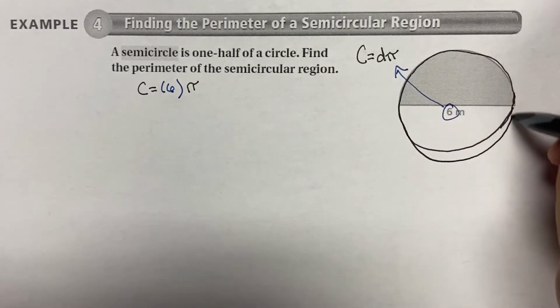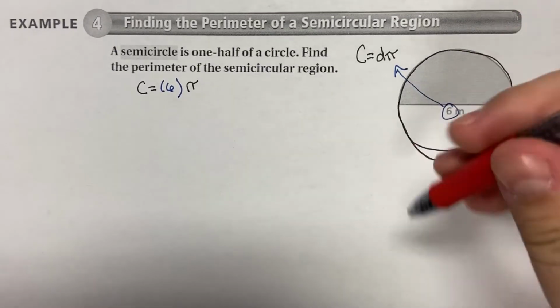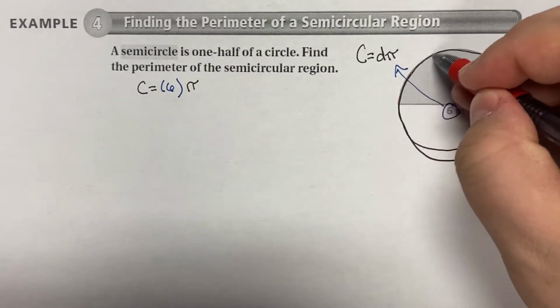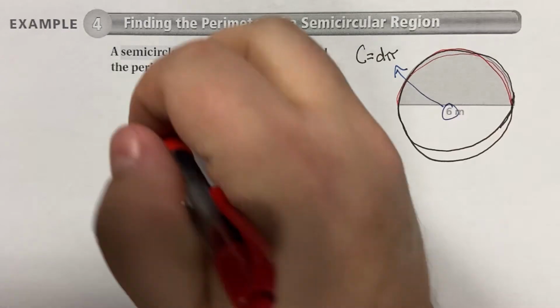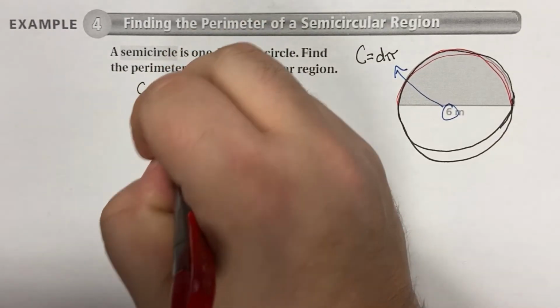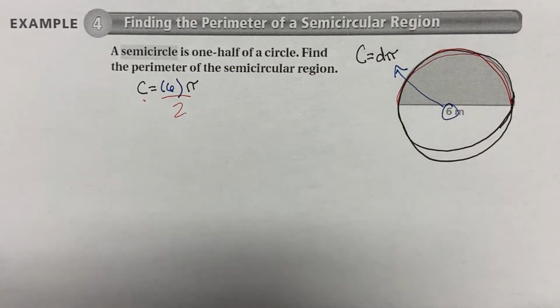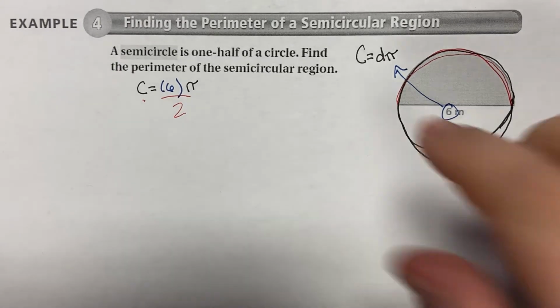The problem is I don't need the entire measure. I only need this part. And as we can see, that's half of a circle. So I need to chop that in half. Once I've done that, I've basically got a floating half circle.